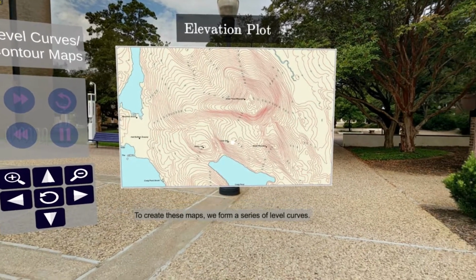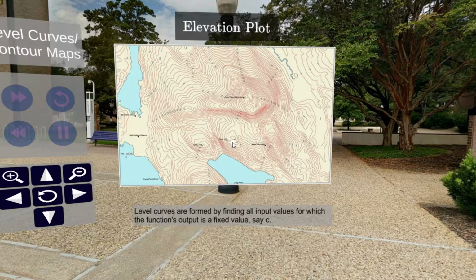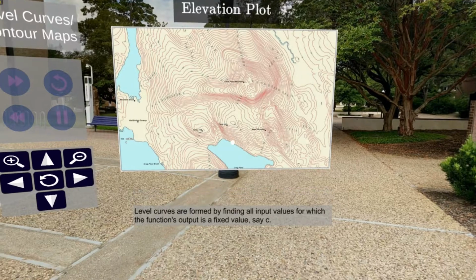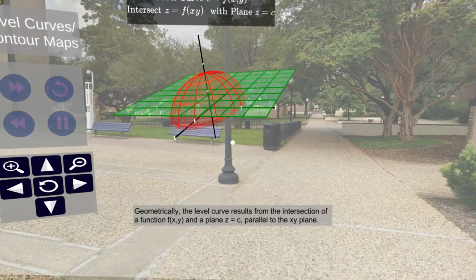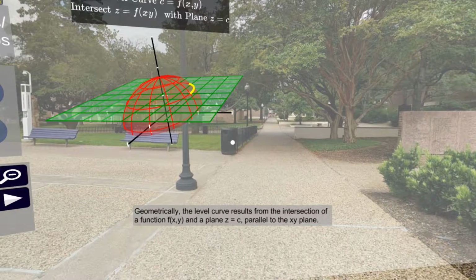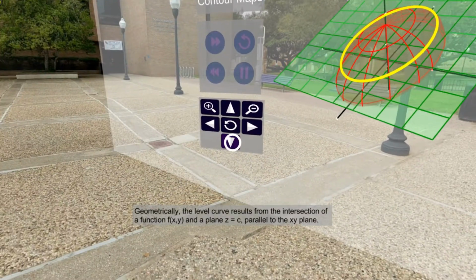To create these maps, we form a series of level curves. Level curves are formed by finding all input values for which the function's output is a fixed value, say c. Geometrically, the level curves result from the intersection of a function f of x comma y and a plane z equals c, parallel to the xy plane.